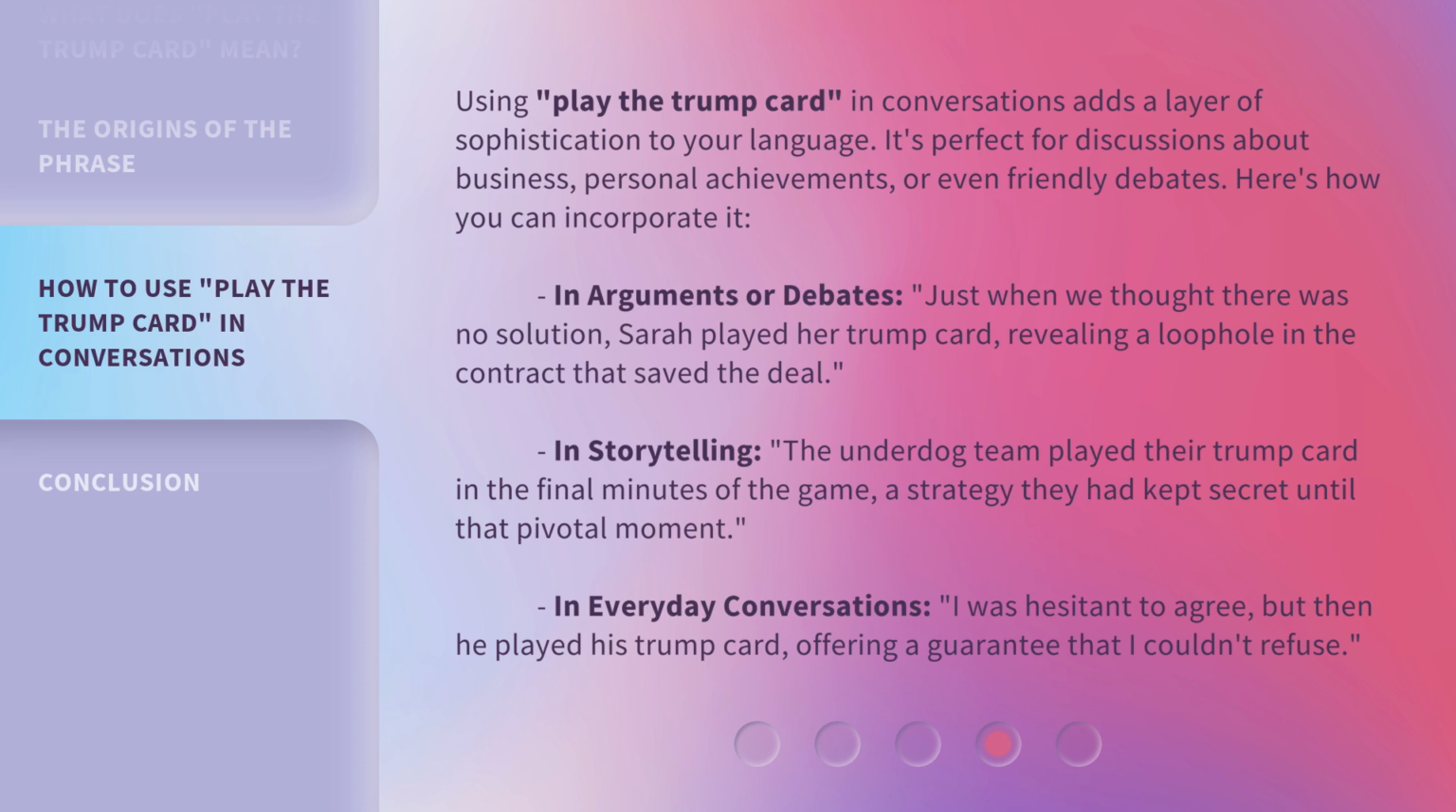In storytelling: The underdog team played their trump card in the final minutes of the game, a strategy they had kept secret until that pivotal moment. In everyday conversations: I was hesitant to agree, but then he played his trump card, offering a guarantee that I couldn't refuse.